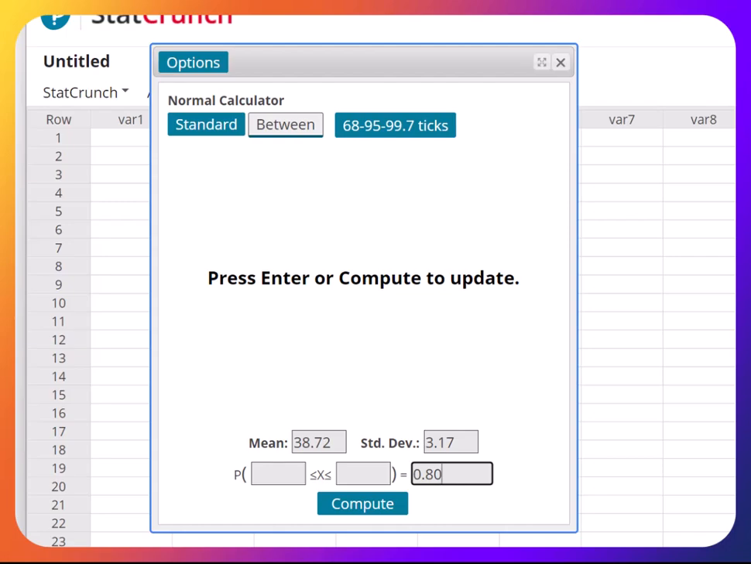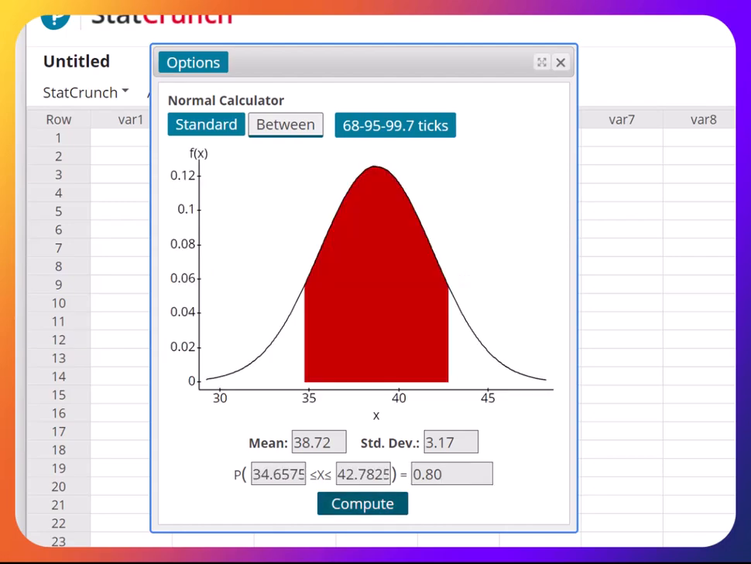And you're going to see the visual, guys. Watch. There you go. There's one. This is 80% in the center. This is 10% right here. This is 10%. And these are the two values. One is 34.7 and the other one is 42.8. So 34.7 and 42.8.